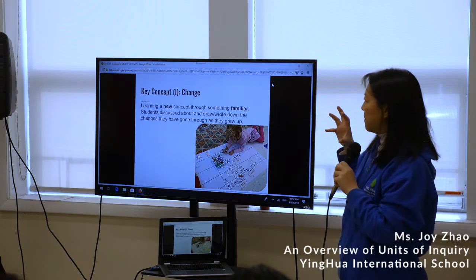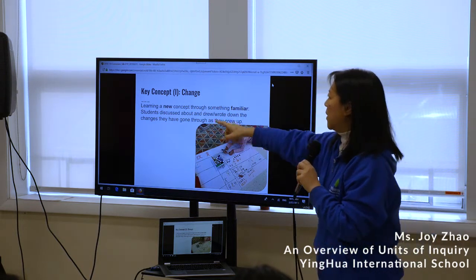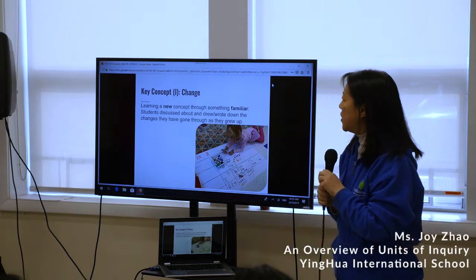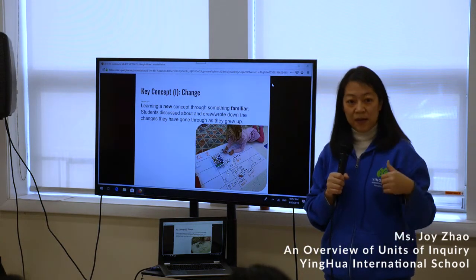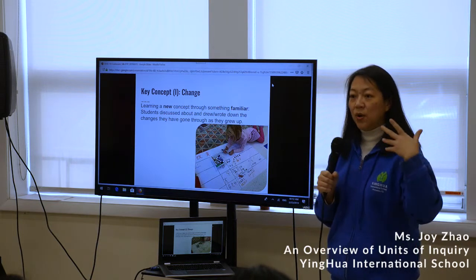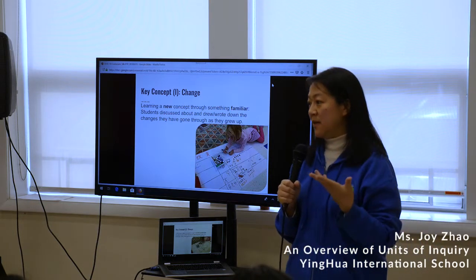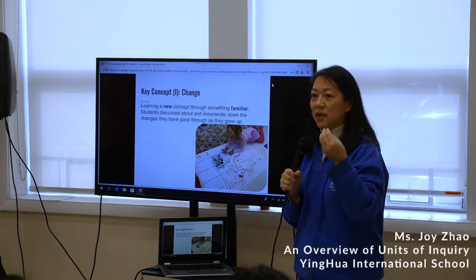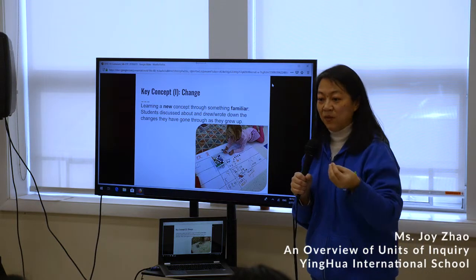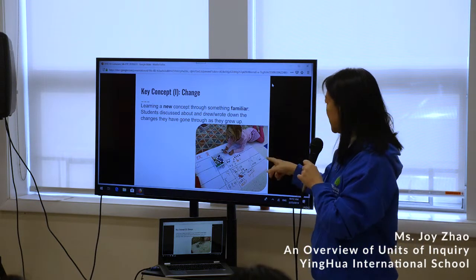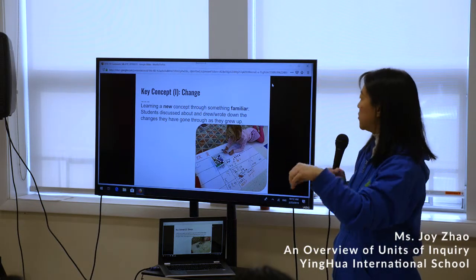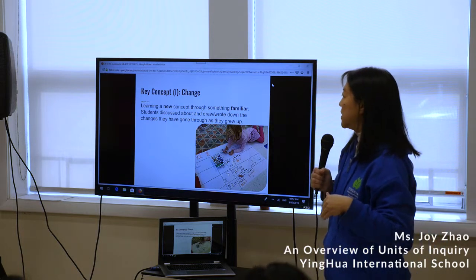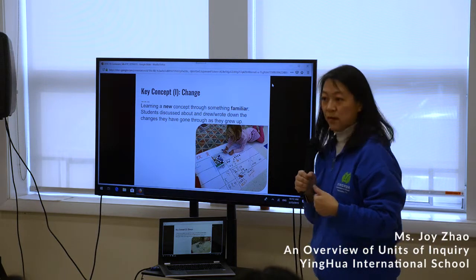So one of the principles is we teach, or students learn, a new concept first through something similar. It could be a game or an activity, just so they understand what change means, and sometimes even to get them to understand the vocabulary in Chinese, right? So in this case, students discussed and then drew or wrote down the changes they themselves have gone through as they grew up.